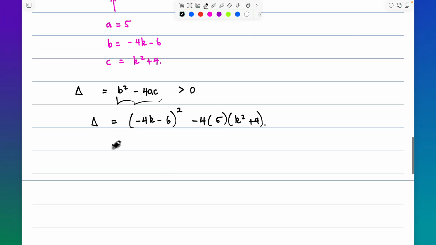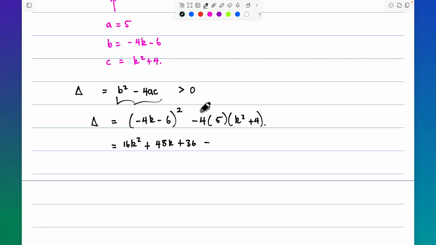Cool. So then we're going to say, okay, so this squared, again, same method, negative 4k squared is positive 16k squared, because negative 4 squared is positive 16, and then k squared. And then we're going to say negative 4k multiplied by negative 6. That's a positive, right? But it's positive 24k. But remember, it appears twice, so it's going to become positive 48k. And then negative 6 squared is positive 36. And then this is minus.